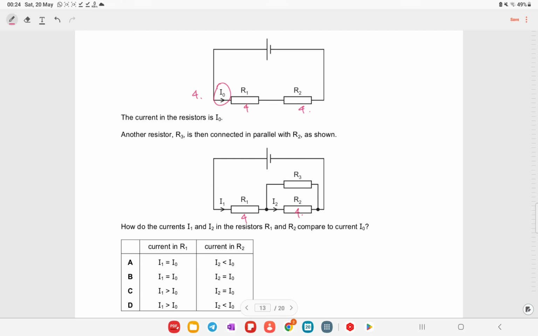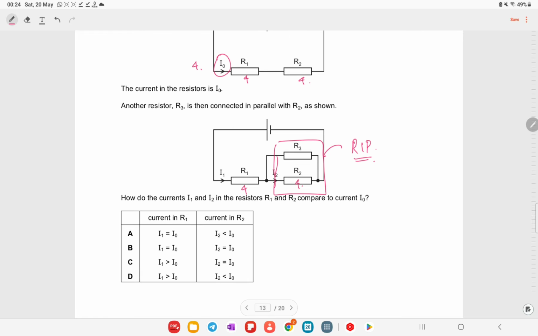So if you talk about this, this is the resistance in parallel. So there will be less resistance, so more current will be flowing through this. So I1 is greater than I0, and in the second case I2 is less than I0, because more of the current has been blocked by R1.